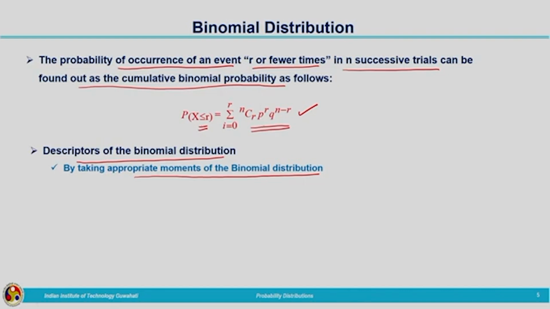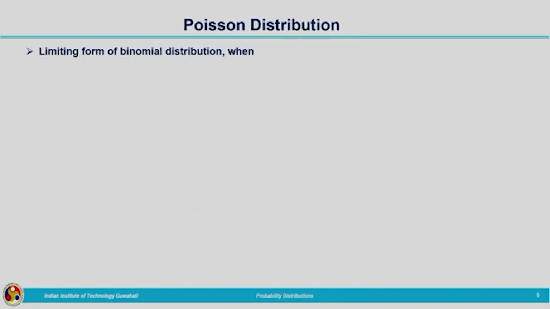So, the mean in the case of binomial distribution, mu, is given by NP, variance sigma square is NPQ, and standard deviation sigma, we know it is under root of variance, that is under root of NPQ. These are the descriptors of the binomial distribution. Now let us move on to the next distribution, that is Poisson distribution.